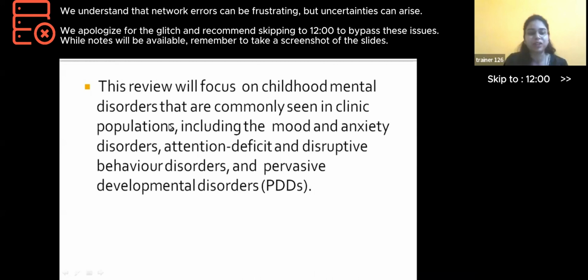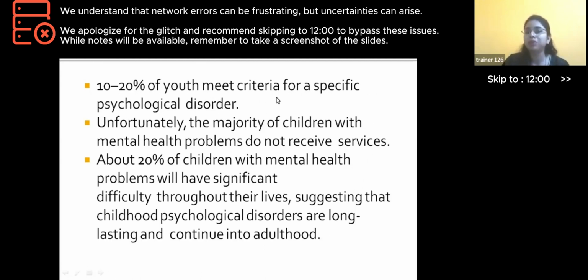This review will focus on childhood mental disorders commonly seen in populations, including mood and anxiety disorders. ADHD is a common problem, that is, the child will not be able to focus on one particular aspect for a longer time. They keep moving here and there, they'll not be able to sit, they'll not be able to concentrate, or they may even develop pervasive developmental disorder, which includes autism and Rett's syndrome, which come in the way of their usual development. And 10 to 20% of youth meet the criteria for specific psychological disorders.